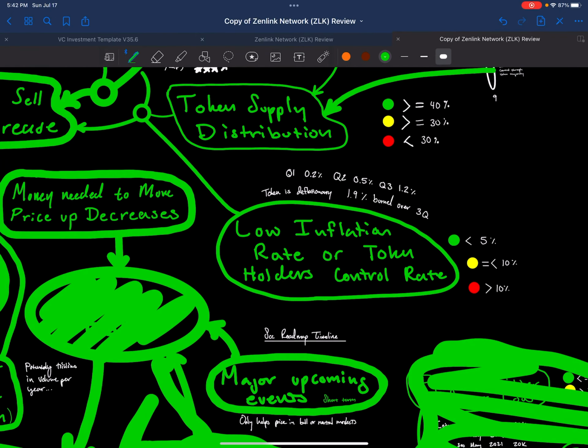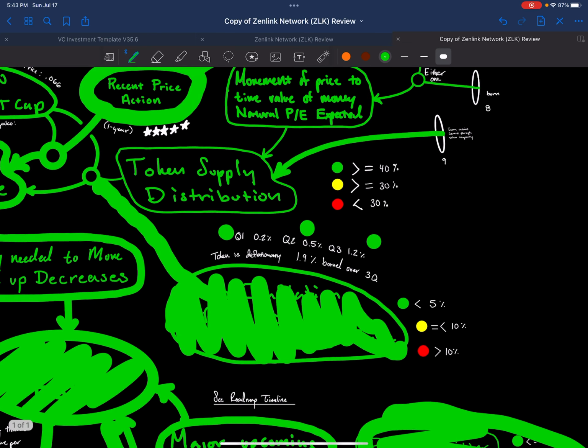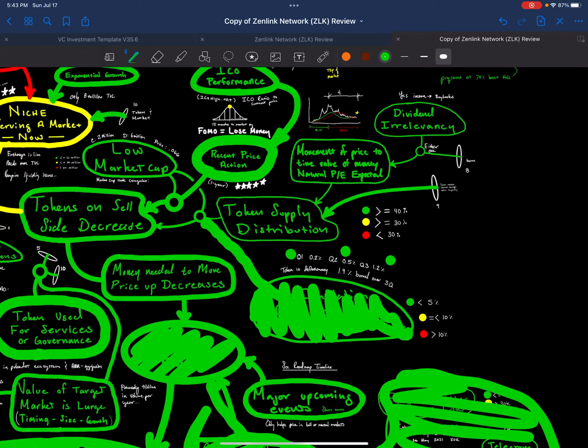In fact, it is deflationary. In quarter 1 that it was operating, it burned 0.2% of the supply. In quarter 2, it burned 0.5%. In quarter 3 of it operating, it burned 1.2% of its total supply. That's the total supply, so that's pretty good. So the token is deflationary. But remember, there are tokens that are yet to be released into circulation, so that feels like inflation.